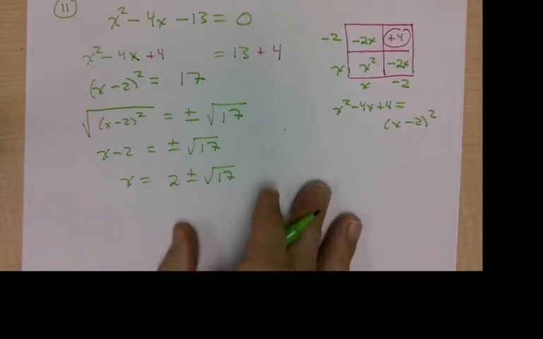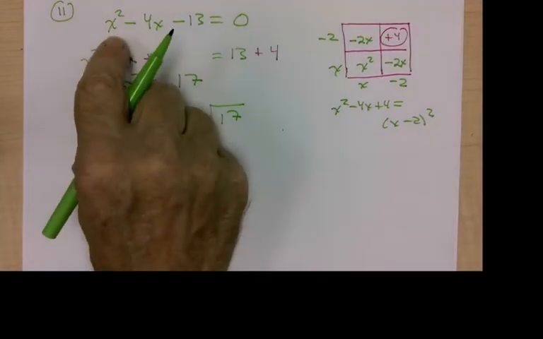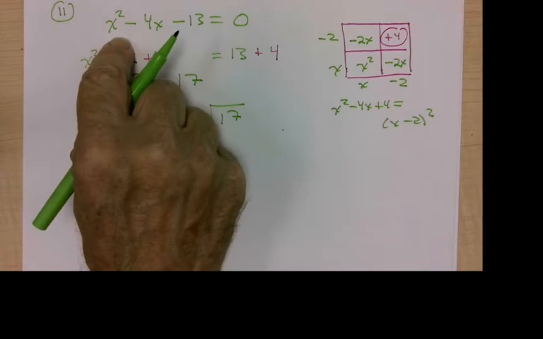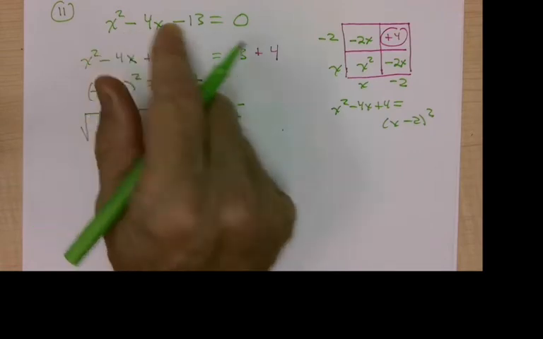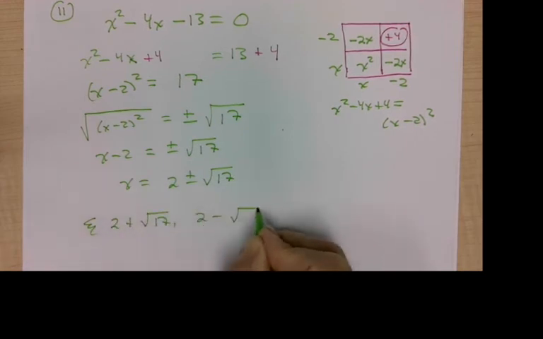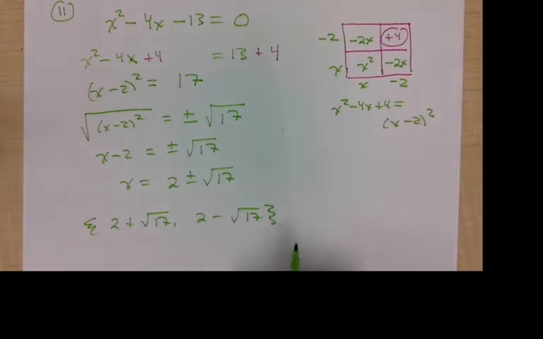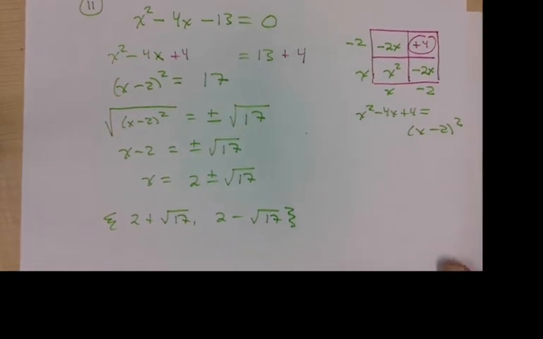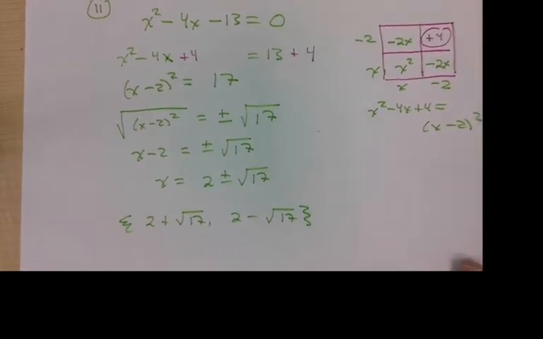So I have two answers, which is what I normally get. If I have a quadratic equation, we typically have two answers. So our two answers are 2 plus root 17 and 2 minus root 17. Those are not rational answers, but they are real numbers. Our next example may not be real numbers.